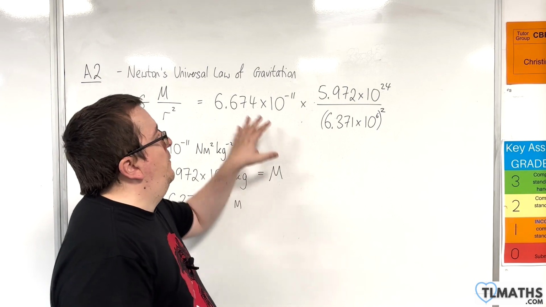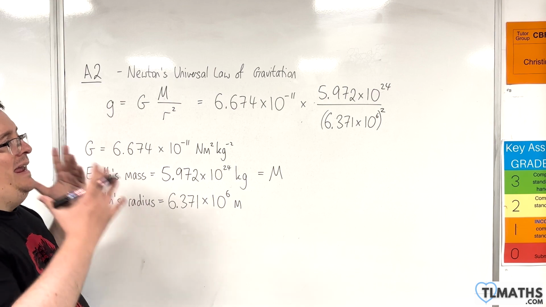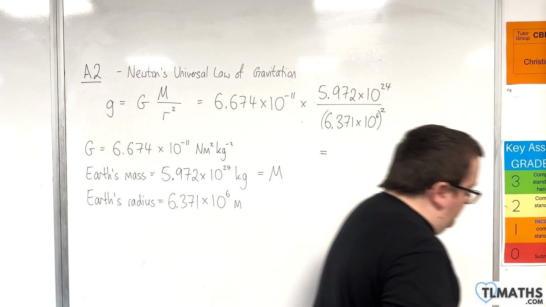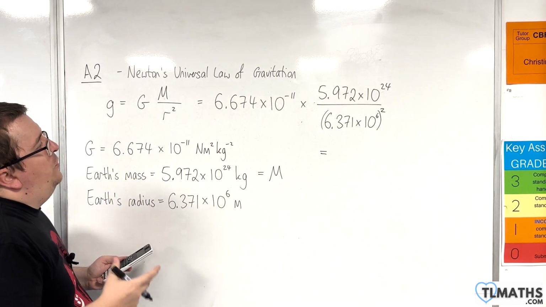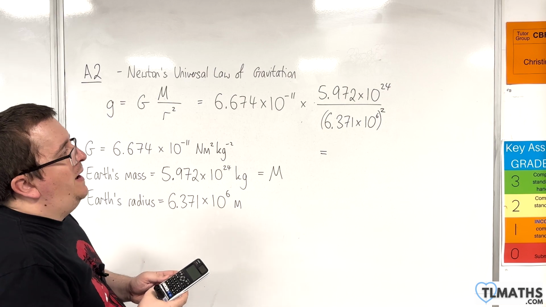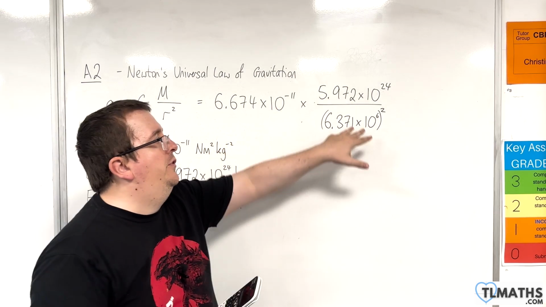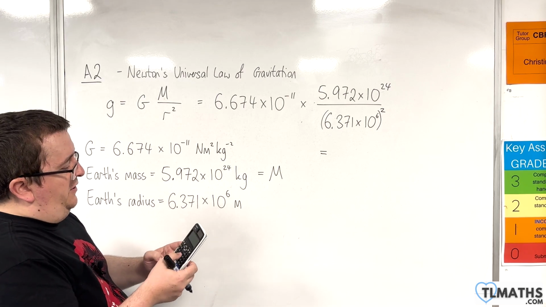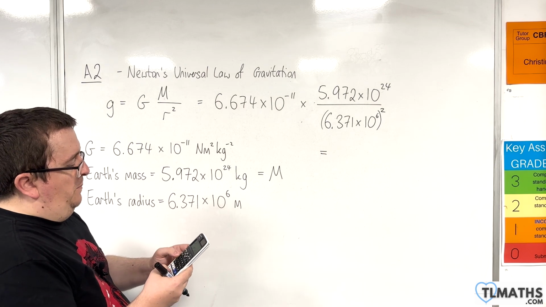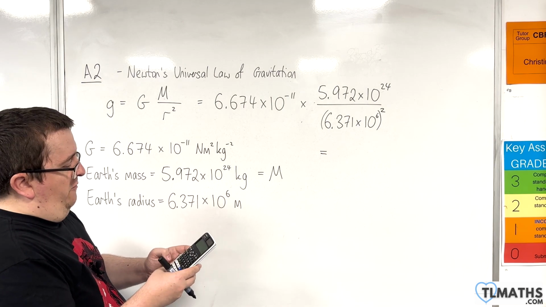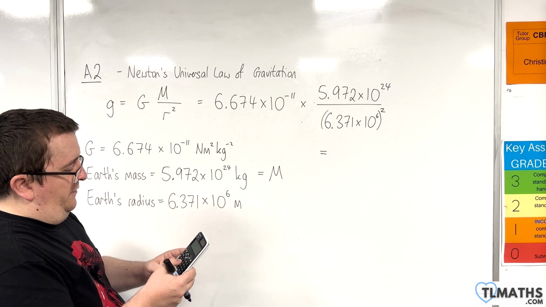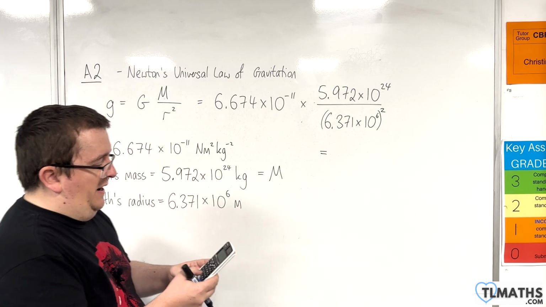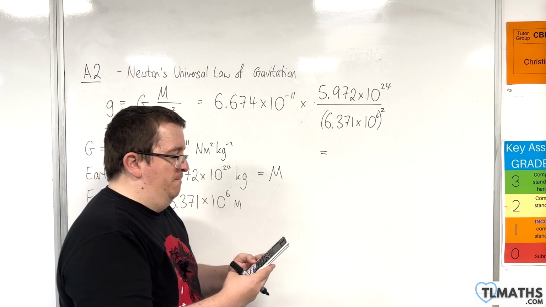So our job here, we've substituted the formula, our job here is to find out what this actually is. So, your calculator should be able to deal with all of these values that have been given in standard form. So 6.674 times 10 to the minus 11 times by, and then open the fraction, 5.972 times 10 to the 24 over 6.371 times 10 to the power 6, all squared.